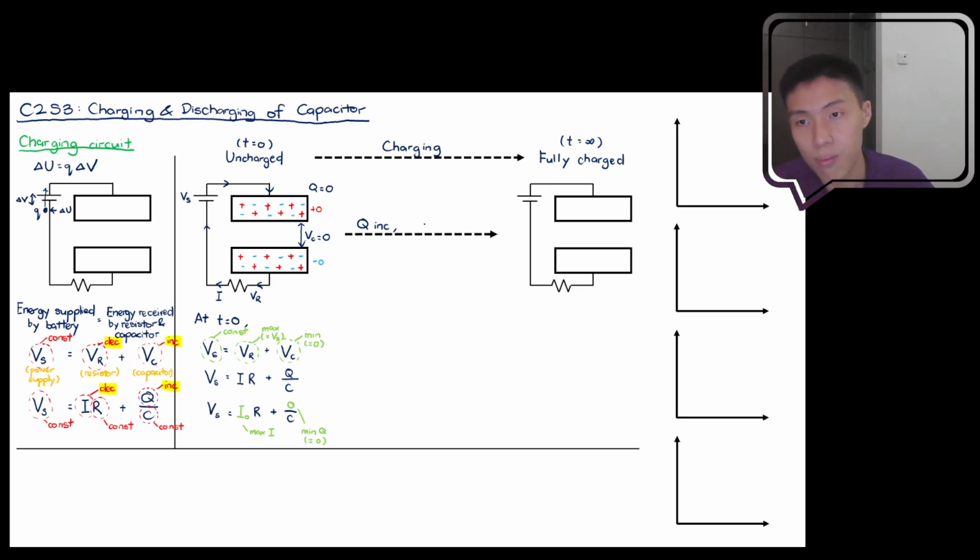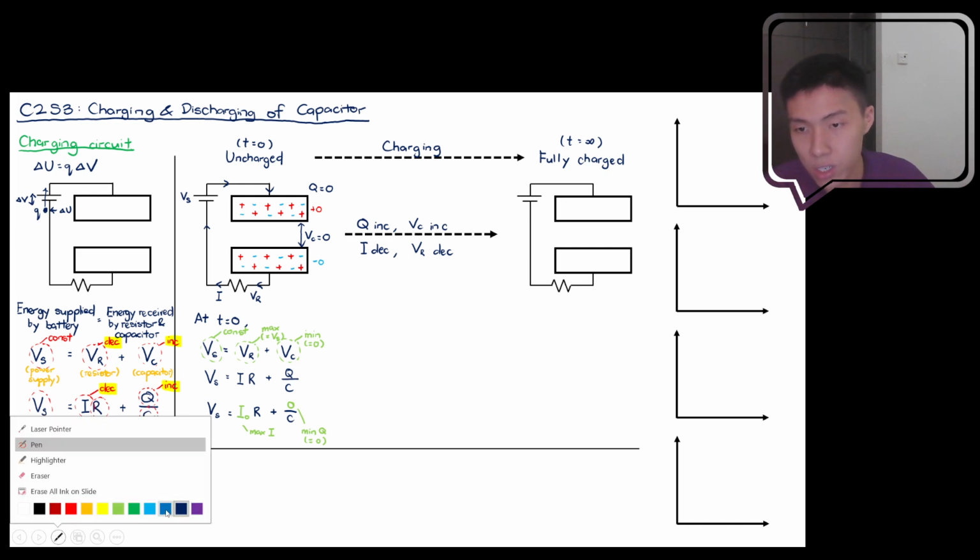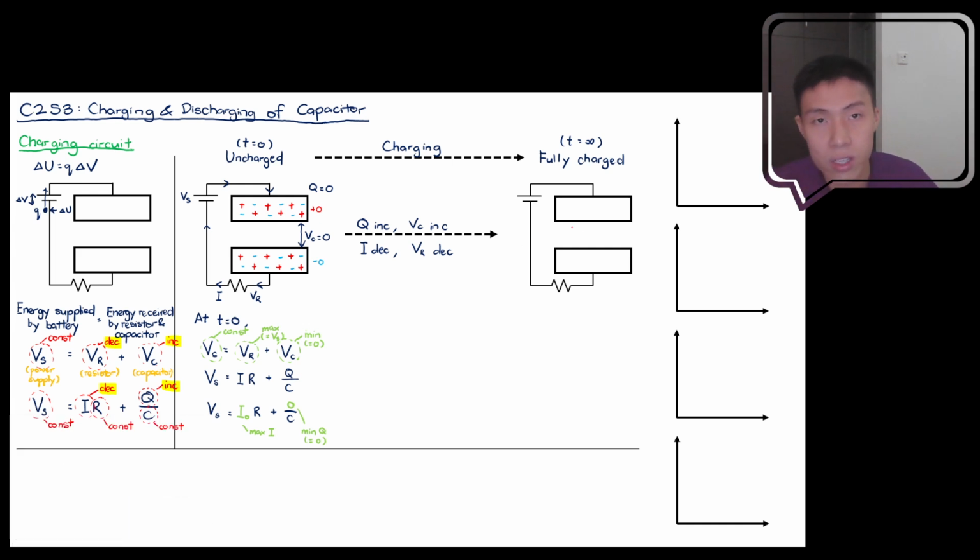At the same time, your VC will increase. On the other hand, your current will decrease and your VR will decrease as well. By the end of the process, when we become fully charged, I assume fully charged is something like this.